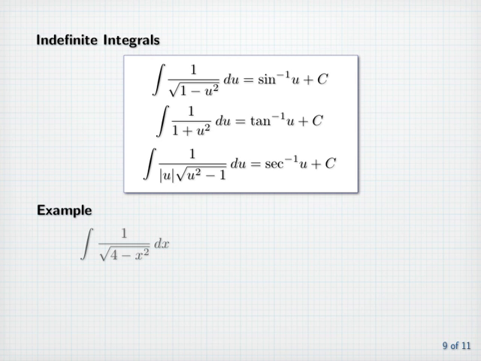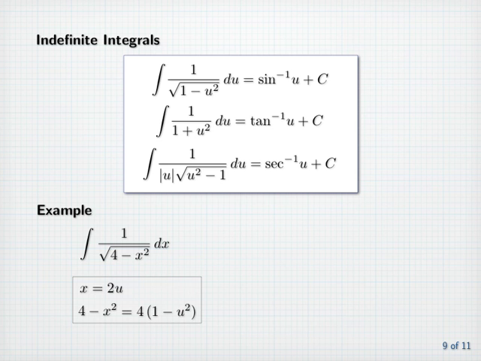Example. Let's find the indefinite integral of 1 over the square root of 4 minus x squared dx. Notice here that if the 4 were a 1, this would simply be the inverse sine of x. So how do we deal with the 4? We'll make a substitution. We'll replace x with 2u, because by doing that, 4 minus x squared will become 4 minus 4u squared, from which we can factor a 4, leaving the other factor to be 1 minus u squared.